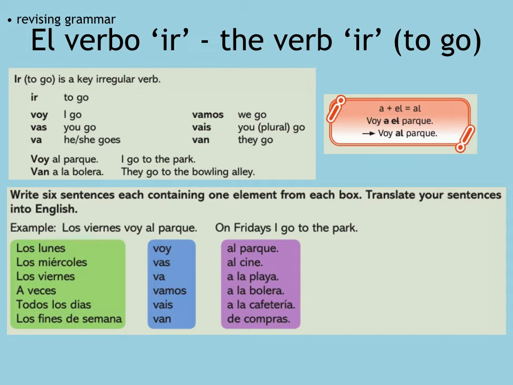I want you to write 6 sentences, each containing one element from the coloured boxes. I want you to translate your sentences into English as well. So for example, I'll take a bit out of the green box, a bit out of the blue box, and a bit out of the purple box. So the example would be, los viernes voy al parque. On Fridays, I go to the park. Over to you. Pause the recording to do this.